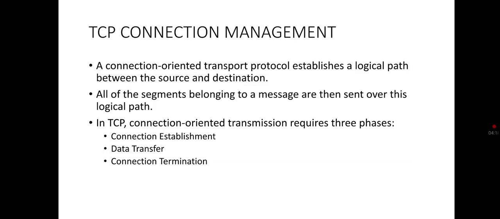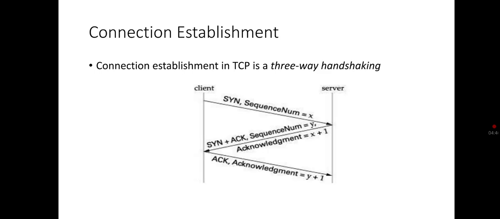Then next, TCP connection management. A connection-oriented transport protocol establishes a logical path between source and destination. All of the segments belonging to a message are then sent over this logical path. In TCP, connection-oriented transmission requires 3 phases. First is connection establishment, then next data transfer, and at last connection termination.